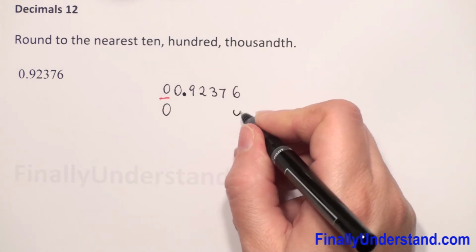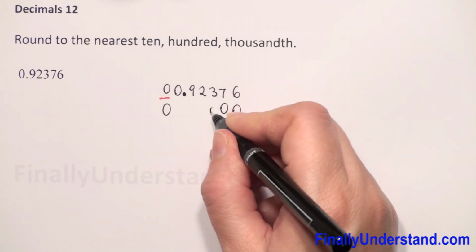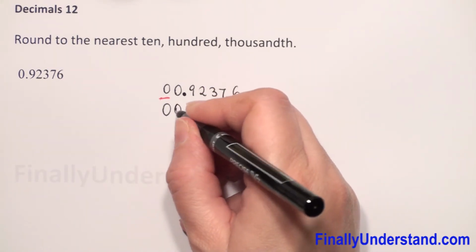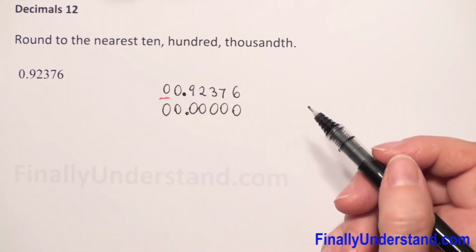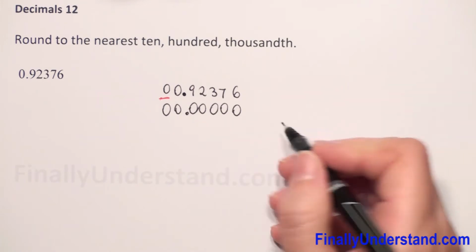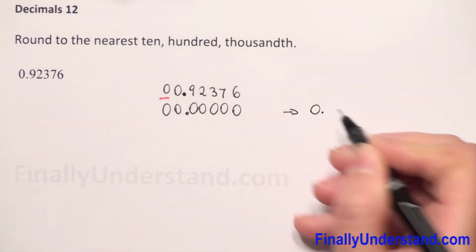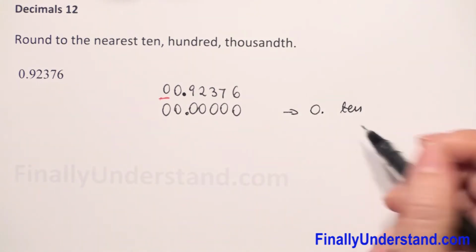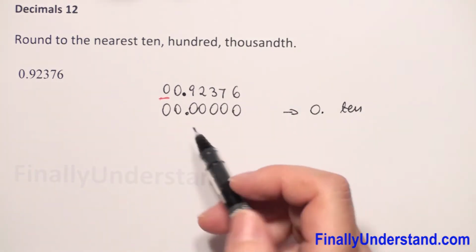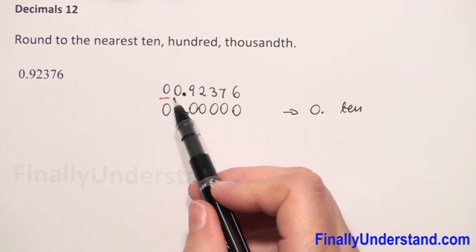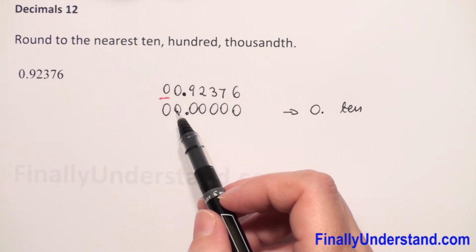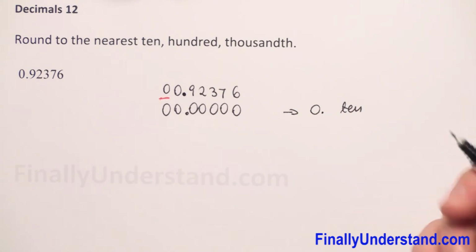So 6, we change to 0, 7, 3, 2, 9. The decimal point we copy, 0 we copy. And now, what do we get? 0. The decimal point we can write. This was rounding to the nearest 10. This is logical because we have 0.9 and something. So when we round to the nearest 10, of course, it will be 0.